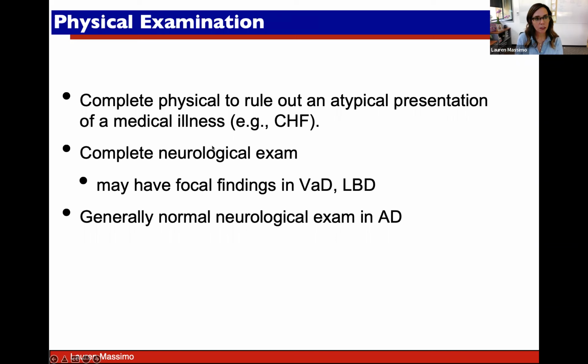The physical examination, again, you're going to do the physical to really rule out an atypical presentation of a medical illness like congestive heart failure, for example. You want to do a complete neurological exam. And as I mentioned, you can have some focal neurological findings in people who have vascular dementia and Lewy body disease, but generally you're going to have a normal neurological exam in individuals with Alzheimer's disease.